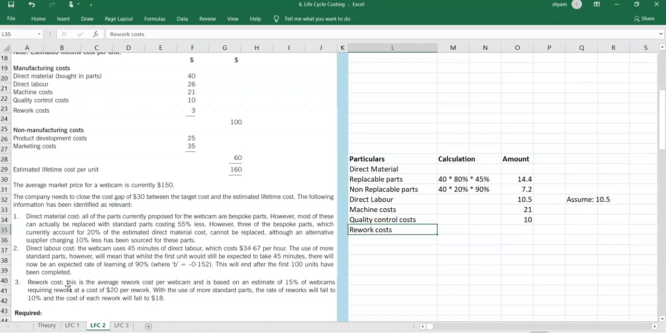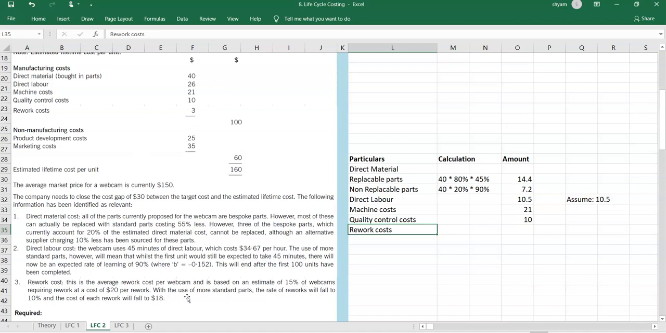So this is the average rework cost per webcam and is based on an estimate of 15% of webcams requiring rework at a cost of 20. So what he says is how this number of 3 has occurred is 20 into 15%. 15% of the webcams will get repaired and it will cost $20 to repair it. So 20 into 15% is 3. So that's how they got that 3 here.